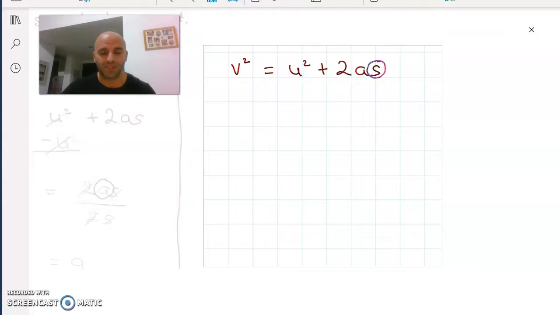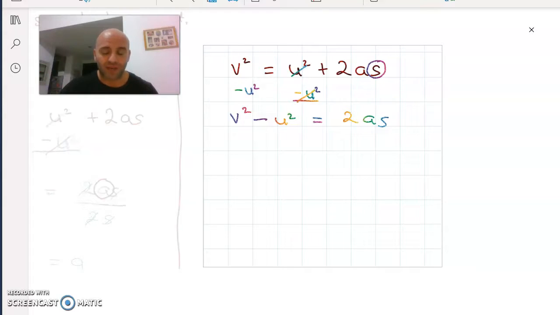U squared, just like in the last example, is adding to it, so I should subtract a u squared on the right. Because I subtracted on the right, I must also subtract it on the left, and that gives me the final velocity squared minus the initial velocity squared equal to twice the acceleration times the displacement. Again, that displacement S is my subject.